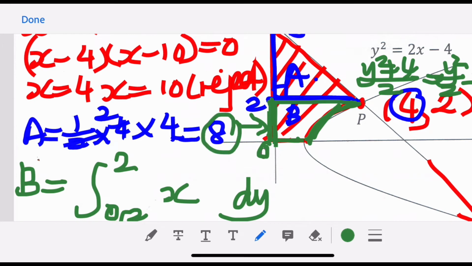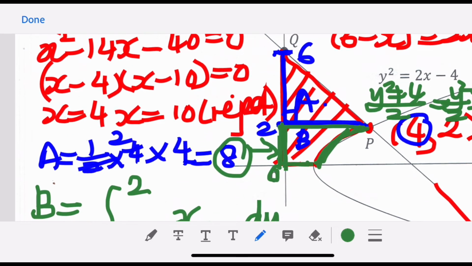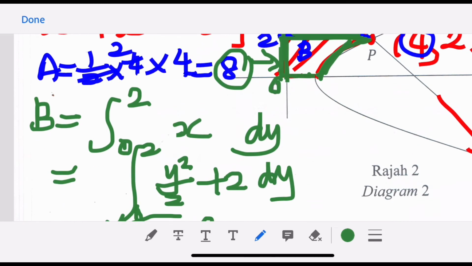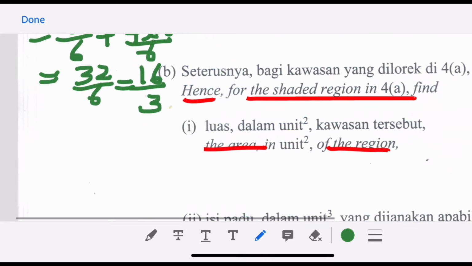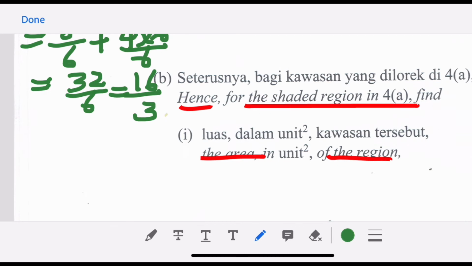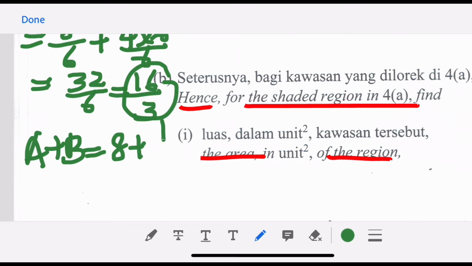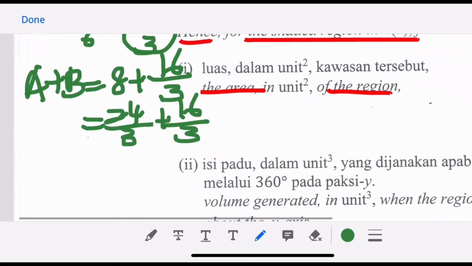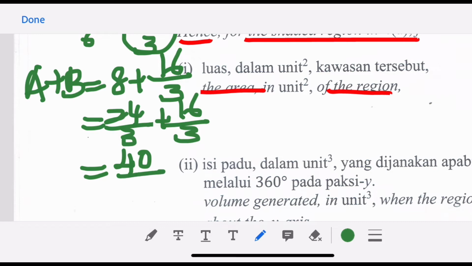So the total area will be, the area for the triangle is 1 over 2. The 4 is the base and the height is 4, so it's 8. So 8 we will add to the 16 over 3, so A plus B. The total area is 8 plus 16 over 3. So we have 24 over 3 plus 16 over 3. So we will get the answer for the area, which is 40 over 3 units squared.